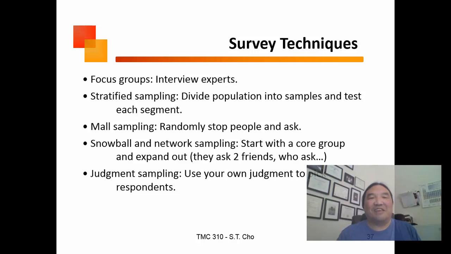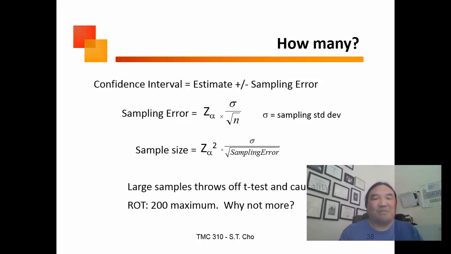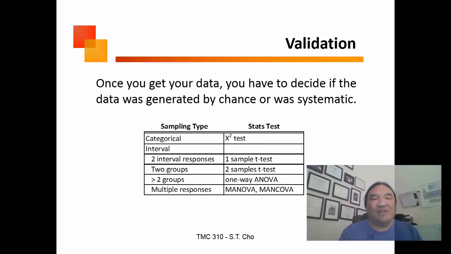Judgment sampling is where you do it on the fly. You say, okay, these are the people I want to talk to. These people are just kind of a waste of time. And convenience sampling is whatever's easiest. There are pros and cons to each approach. You're looking at it in terms of bias, or you're looking at it in terms of how much noise there is in the data. We talked about the rule of 200.